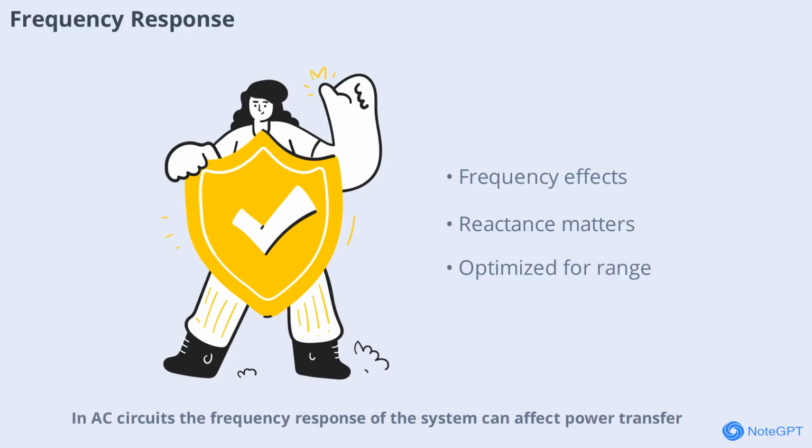In AC circuits, the frequency response of the system can affect power transfer. Components like capacitors and inductors introduce reactance, which varies with frequency. Engineers must consider the frequency-dependent behavior of the circuit when applying the maximum power transfer theorem, especially in audio and RF applications. This ensures optimal performance across the desired frequency range.